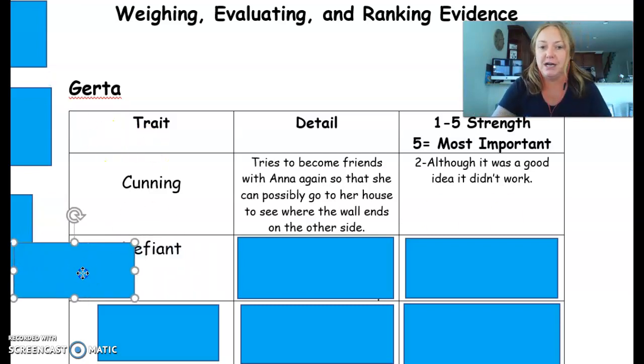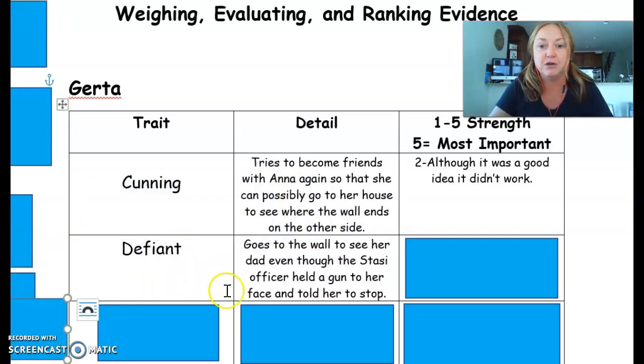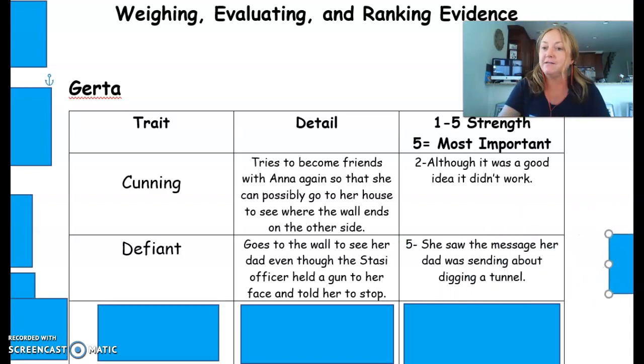Another character trait is that there was a time when Gerda was defiant. Defiant is when you don't want to follow the rules or procedures. So one time when she was defiant was when she goes to the wall to see her dad, even though the Stasi officer held a gun to her face and told her to stop. She went anyway. So now let's think about what we want to rank that. Go ahead and think to yourself, how important do you think that was? Okay? I ranked it a 5.